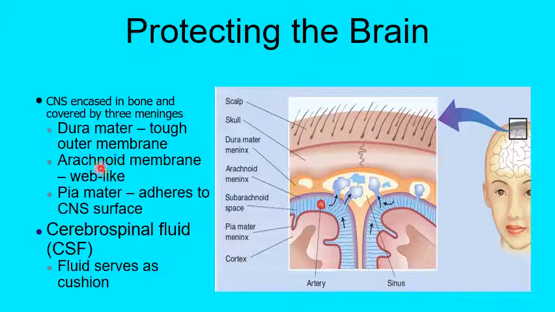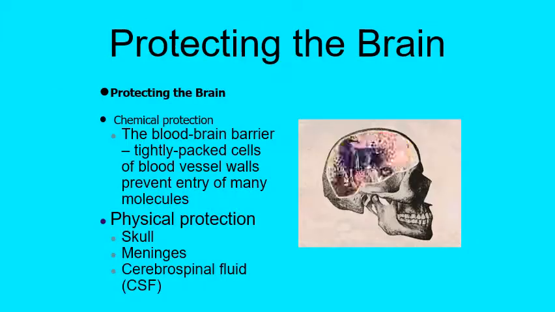Occasionally, the flow of the CSF is blocked by, for example, a tumor near one of the ventricles. The resulting buildup of fluid in the ventricles causes the walls of the ventricles, and thus the entire brain, to expand. The resulting condition is hydrocephalus. The previous slide was more on the physical protection of the brain, so you have the skull, the meninges, and the cerebrospinal fluid.